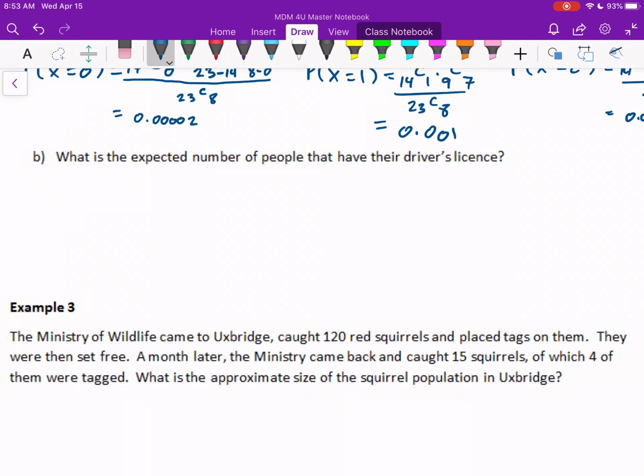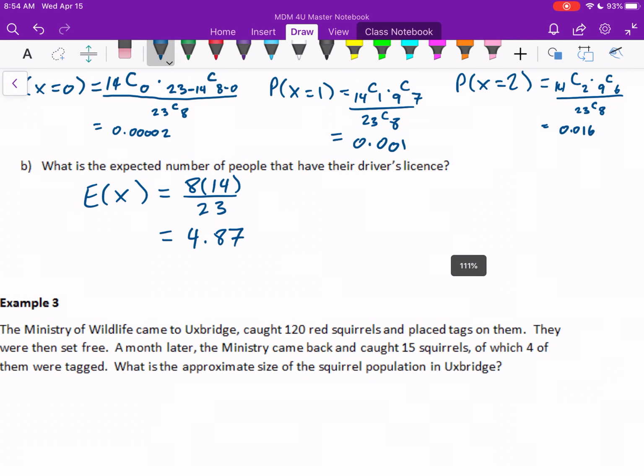The expected number of people that we would find having their driver's license if we chose 8 out of the 23 would be the number of trials, 8, times the number of successes, 14 have their license, out of 23 students in the class. I would expect to get 4.87. So I'd expect that 5 out of the 8 I would find to have a license.